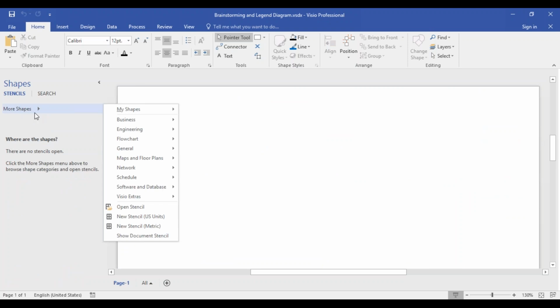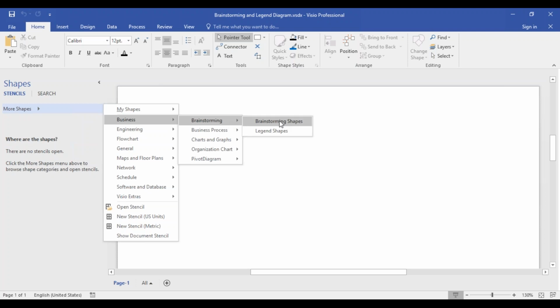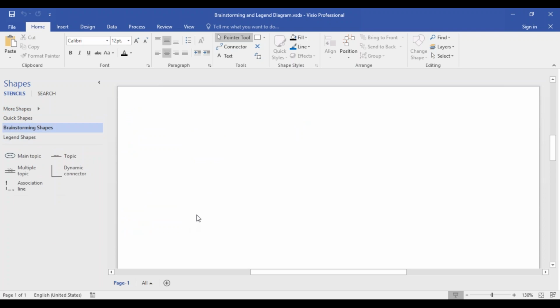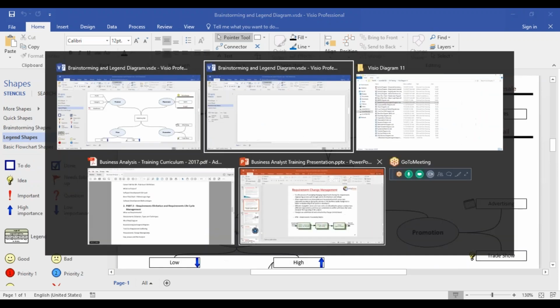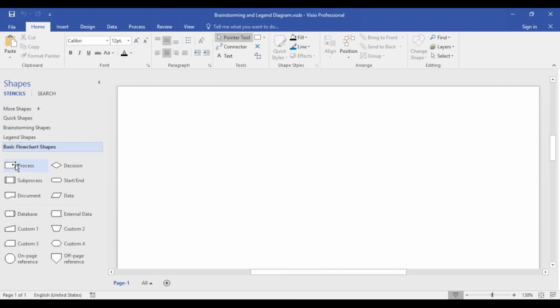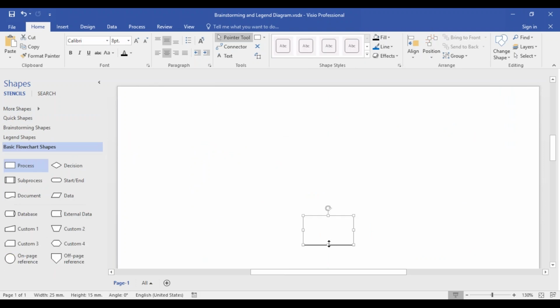Click on More Shapes, Business, Brainstorming. Click on Brainstorming Shapes. Next, click on Legend Shapes. You need both brainstorming shapes and legend shapes together. Back to brainstorming shapes. Here you have a limited number of shapes, so it's very easy to understand. Along with this, I also need the basic flowchart for my process shape. The center part is going to be the process. What is that? It's the marketing plan. Double click and type marketing plan.